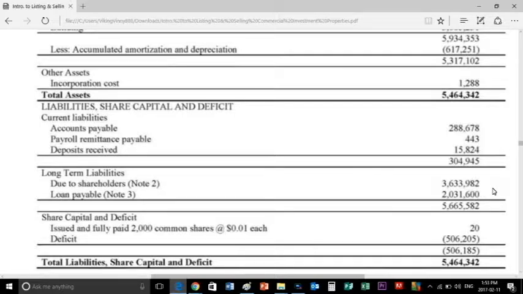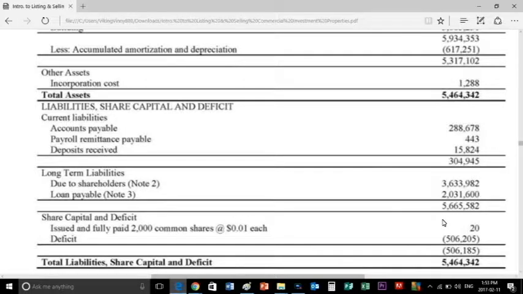Sorry, I'm getting this wrong here. The due to shareholders is 3.6 plus million. The loan is about 2 million. So you add those up. The loan payable is 2,031,600. You add those up, it comes out to 5.6 million plus, right? 5,665,582.